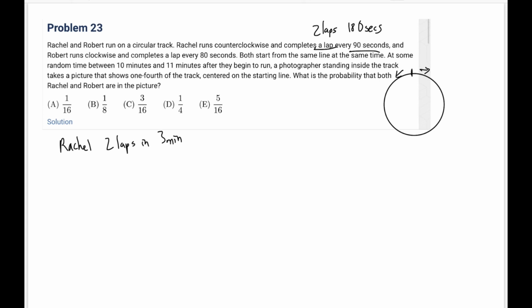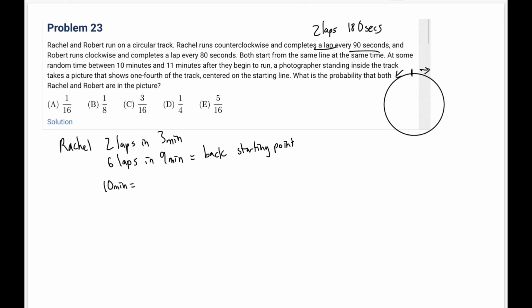And so let's get close to this 10 minutes, right? So 9 minutes have passed. She will have run a complete 6 laps. So this must mean that she is back at the starting point, right? And then 1 more minute passes, 10 minutes. This would be 1 lap every 90 seconds.